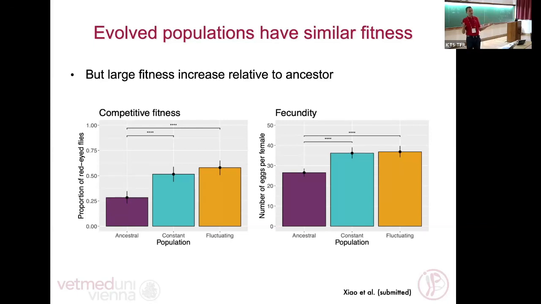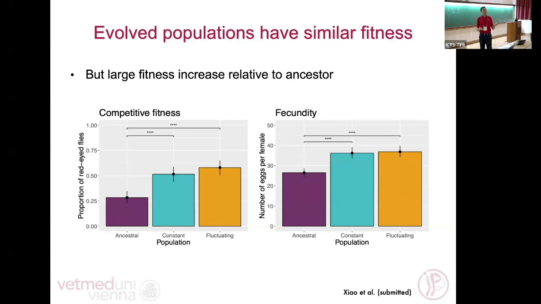So the conclusion is that the evolved populations have very similar fitness, and the temperature regime doesn't have a major effect. It doesn't matter very much whether they have been evolving in the constant temperature or whether the temperature has been fluctuating. They have been probably adapting to the other environmental factors to a much larger extent.